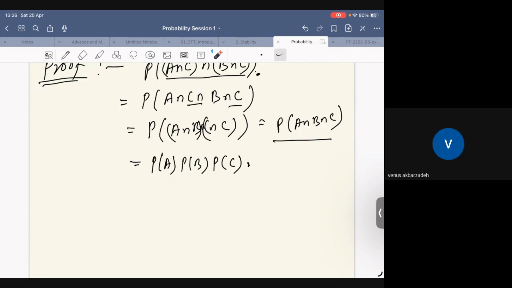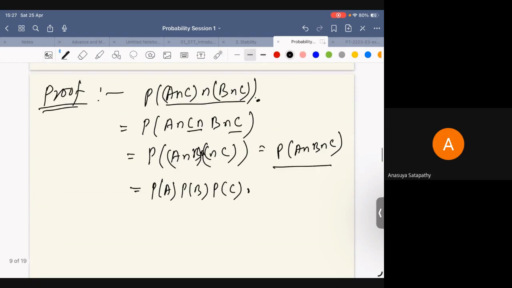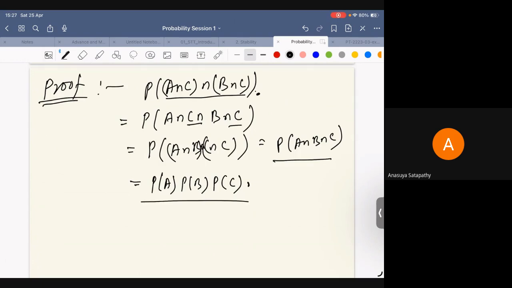Okay. They shouldn't be zero. Think of one more expression of this one. So we got one expression, this one I'm writing. Can I write A intersection C intersection B intersection C? Can I write like this?